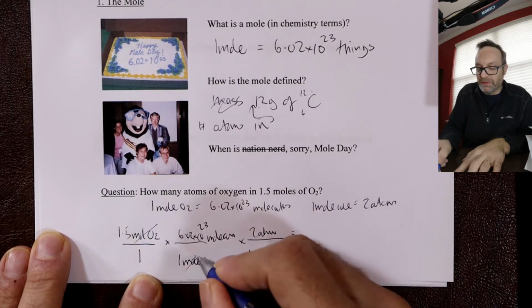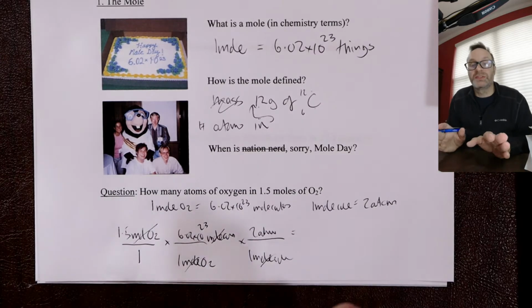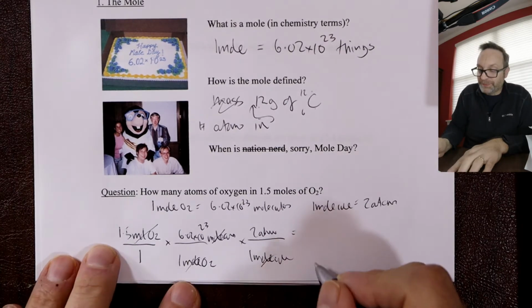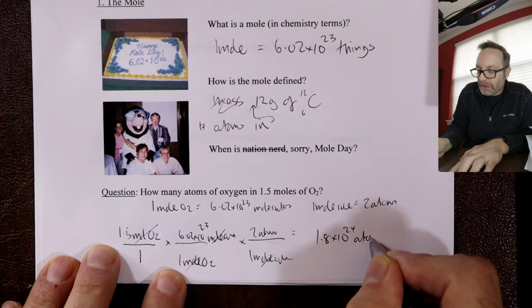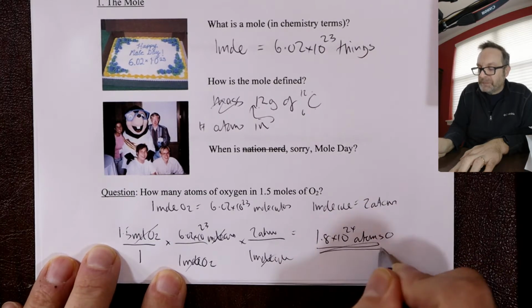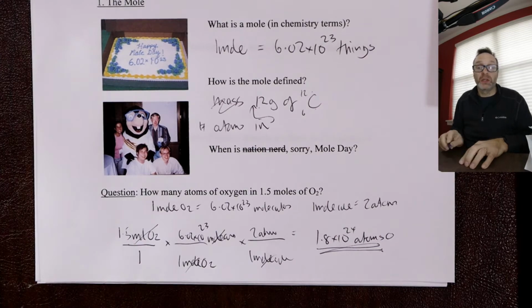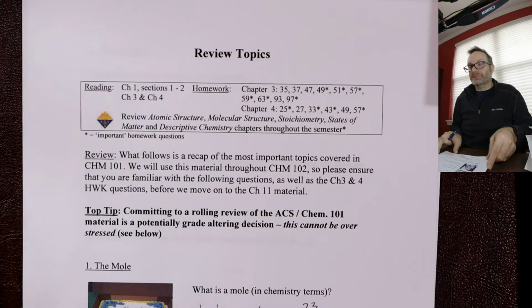Units cancel, all right? Remember, when you do a chain, and pretty much every conversion is a chain, as long as they cancel diagonally, the units will work out. And I'll just look at the number: 1.8 times 10 to the 24 atoms oxygen. 2 sig figs because it's 2 sig figs. Remember significant figures? Hopefully you do. All right, so that's a nice easy one to start.